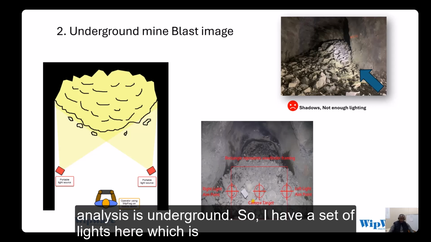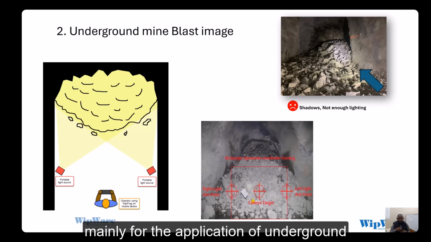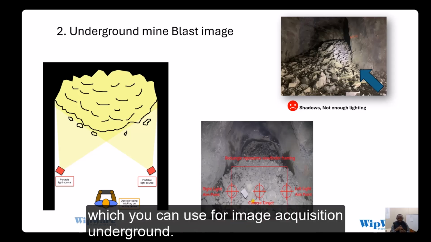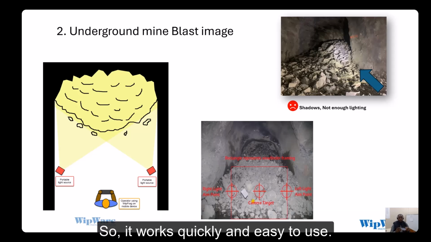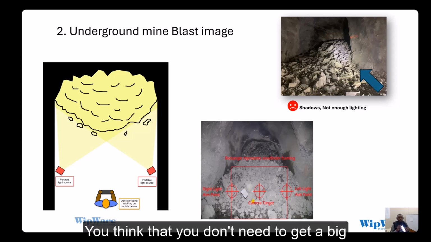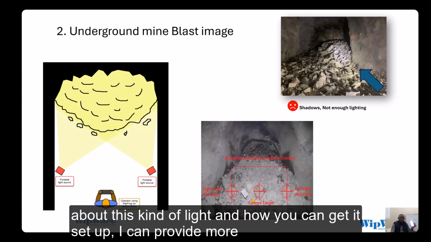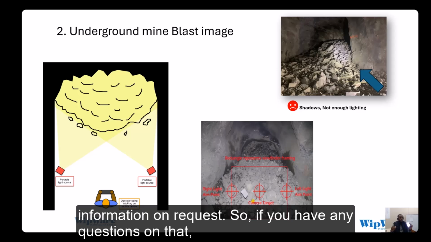So I have a set of lights here, which is majorly for the application of underground light setup. This is a portable LED lamp which you can use for image acquisition underground. It works quickly and is easy to use, in the sense that you don't need to get a big lighting system. Everything fits into this bag. So if you need information about this kind of light and how you can get it set up, I can provide more information on request. If you have any questions on that, you can always ask me.